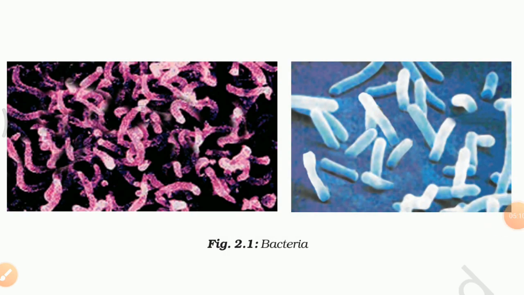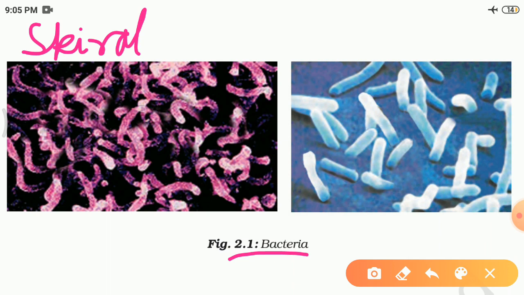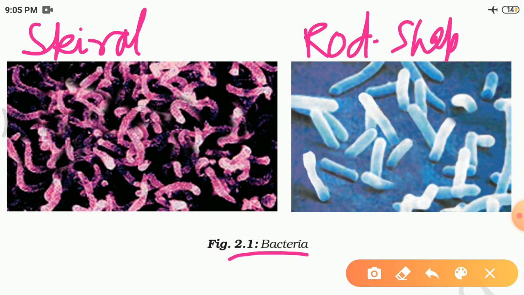Here are the figures of two main types of bacteria. One is spiral bacteria, whose shape is spiral, and another one is rod-shaped bacteria, in which the shape of the bacteria is like a rod.